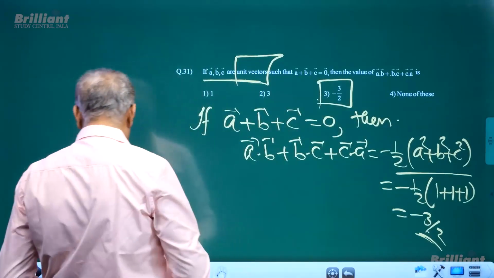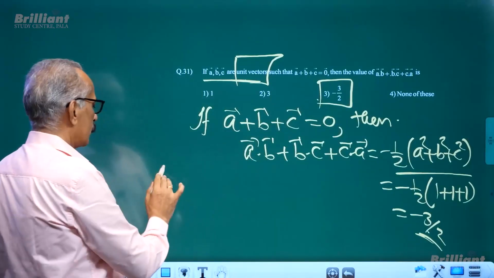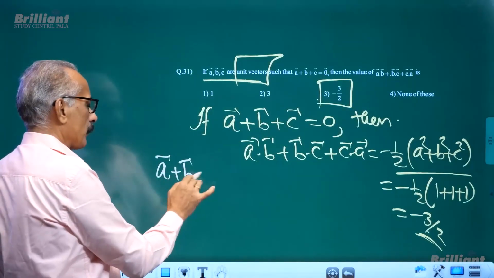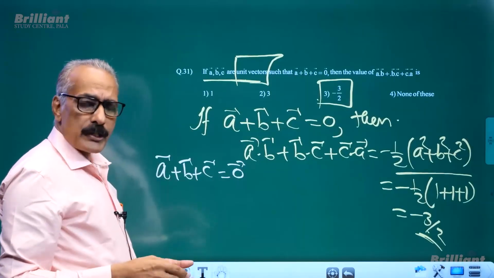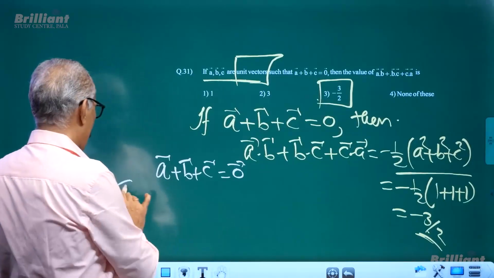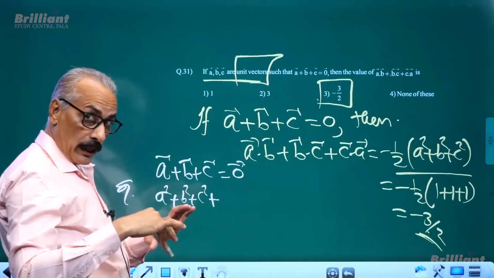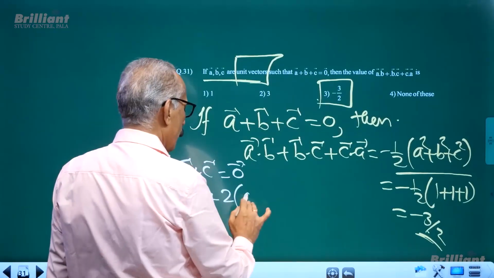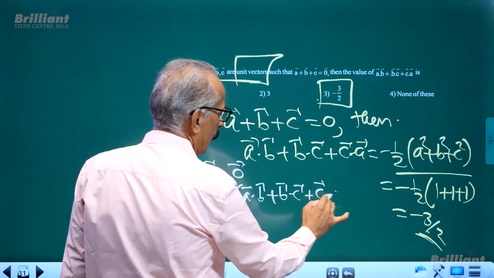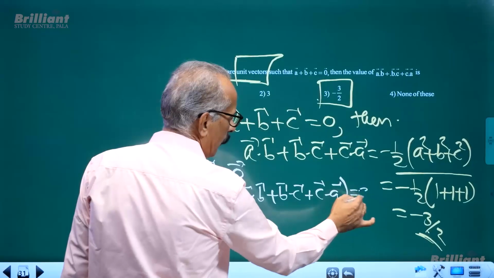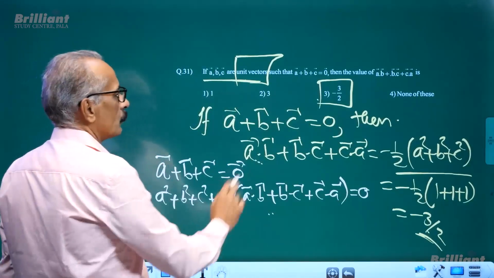Suppose you don't remember, what will you do? You can do it this way. What is the proof of it? See, vector A plus vector B plus vector C is equal to 0, the null vector. So we take the dot product on both sides, or simply we square. It will become A square plus B square plus C square plus 2 into (A dot B plus B dot C plus C dot A) equal to 0, null vector dot null vector. This is the formula which I wrote here. Okay. So that is 3.